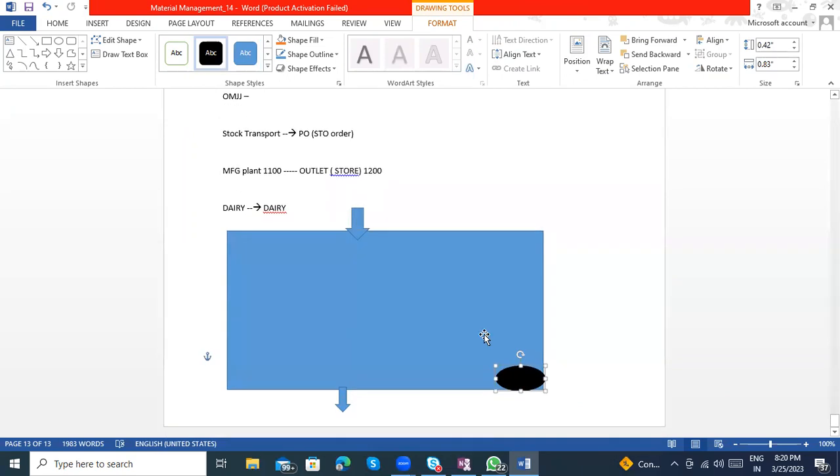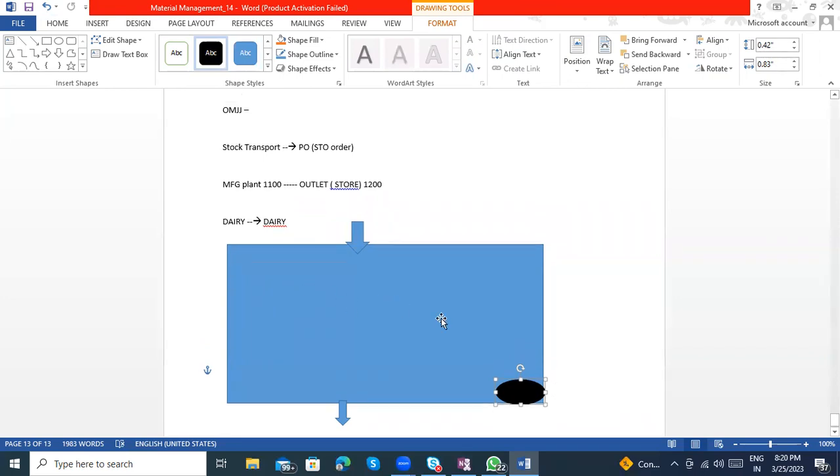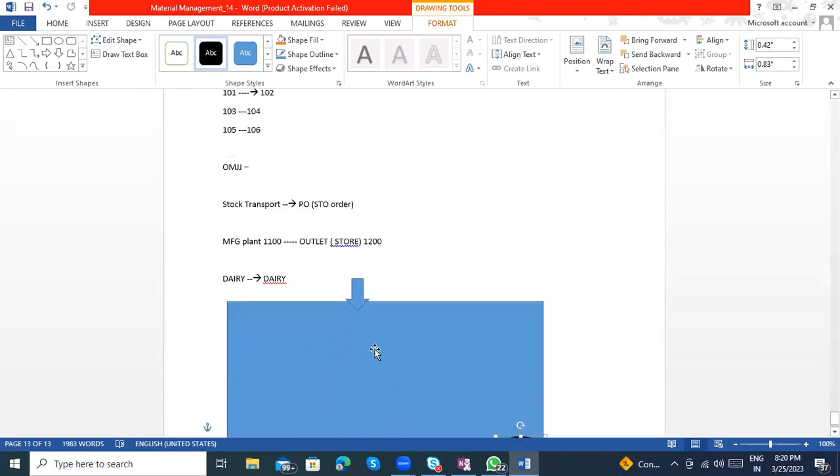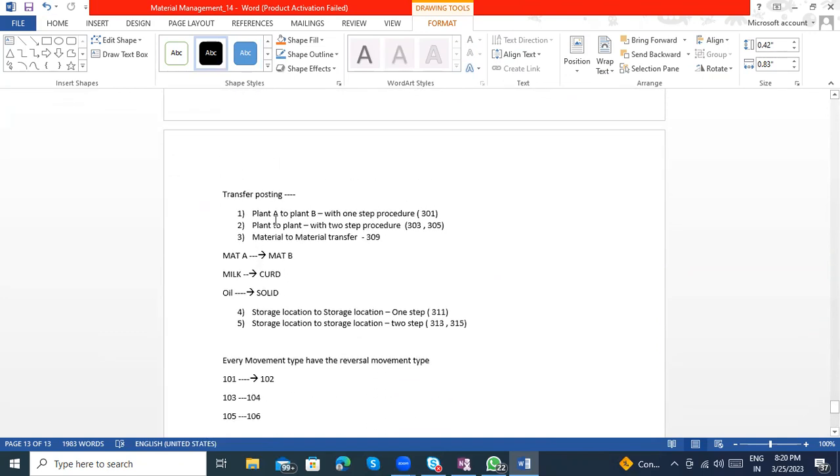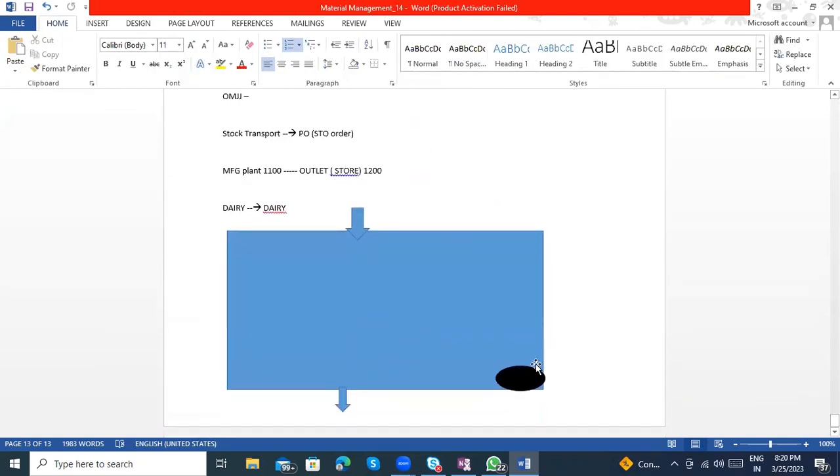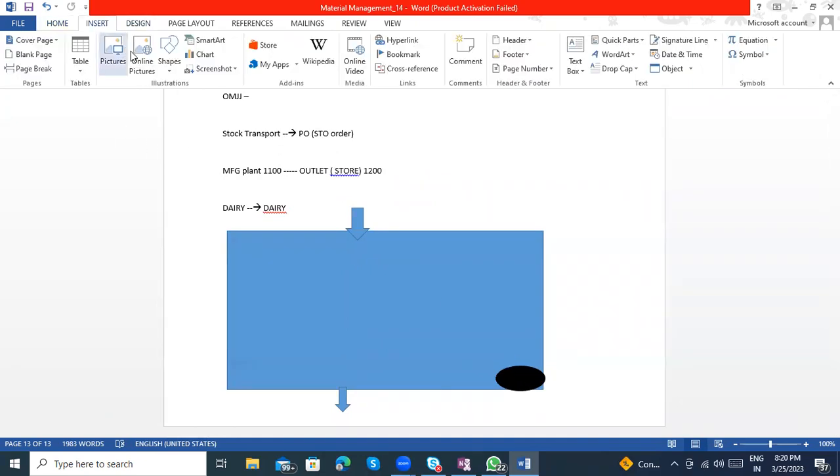In those cases, instead of creating an order request, processing it, creating a delivery and doing PGI, which is a lengthy process, what I can suggest is that I can go for plant transfer from here. Clear? Any questions here?